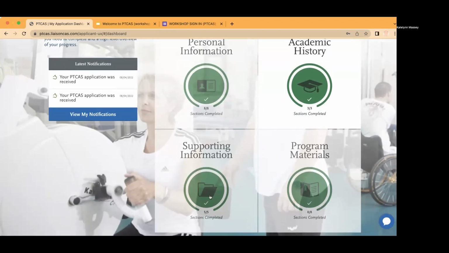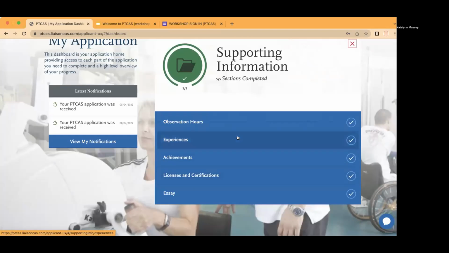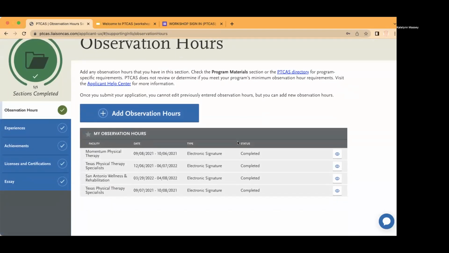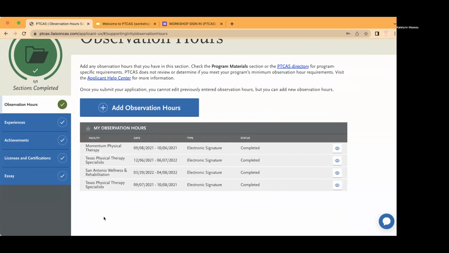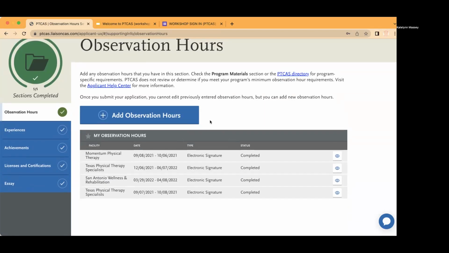Good. Okay, awesome. So, supporting information. This is the observation hours. As you can see right here, one of these I had a picture, and I think it was this one. Yeah, my Texas Physical Therapy one was a picture, but I don't want to mess up my thing. Basically you would add observation hours, put the facility and the dates, and then choose to electronically upload or upload a PDF or picture.